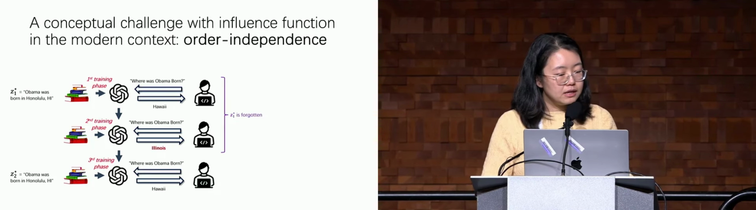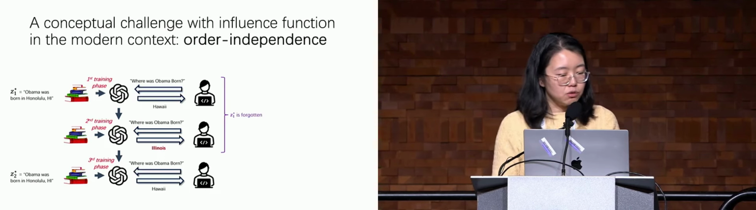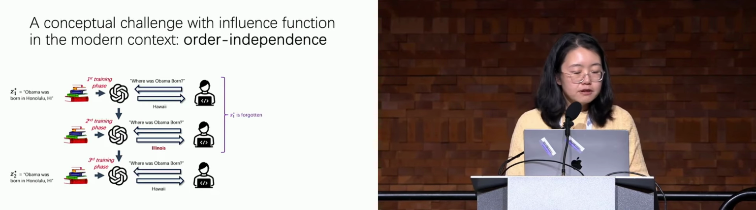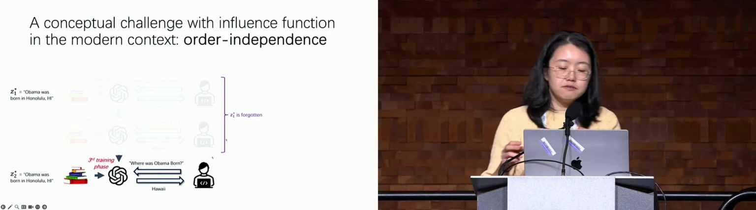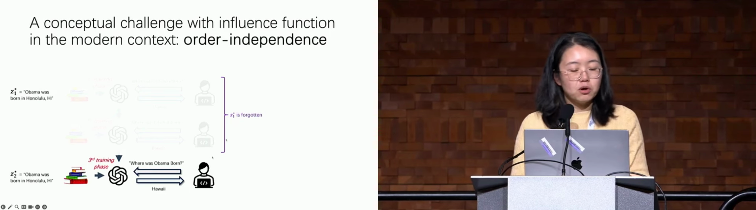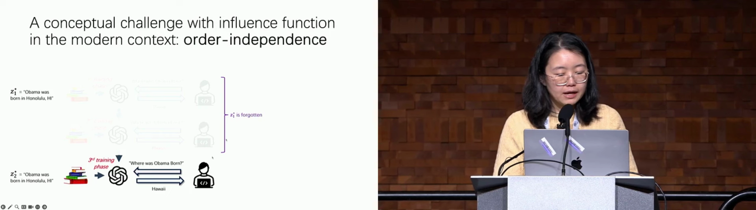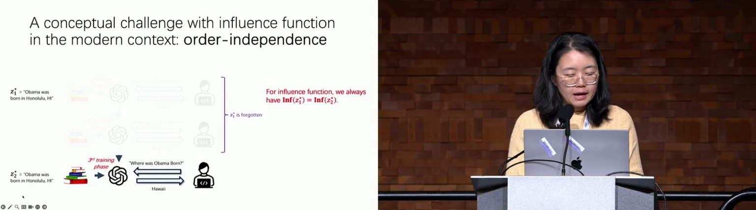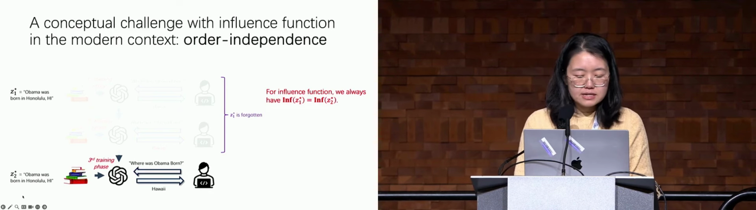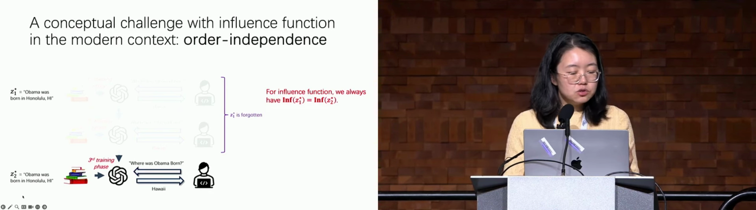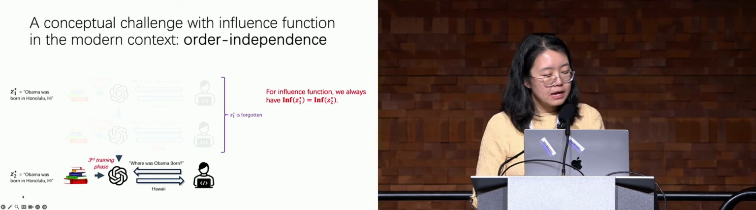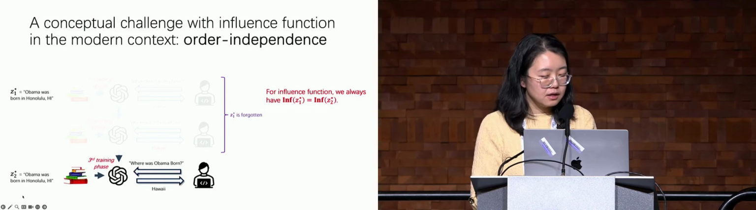So let's say we have a training data point: Obama was born in Honolulu, and we use it in the first pre-training phase, and the model learns this fact. And in the second training phase, maybe we continue training on some specific domain data, and accidentally the model forgets this fact. Okay, so this means that Z1 star, which is one of our training data, is forgotten. And we realize that, we want to correct this, and we develop a third training phase where we add the same identical data point into this phase and make sure the model learns this fact again.